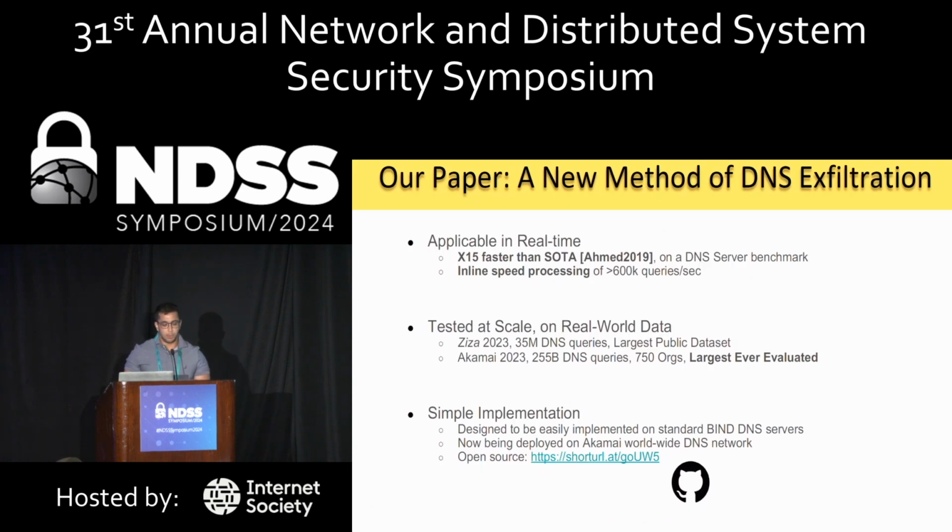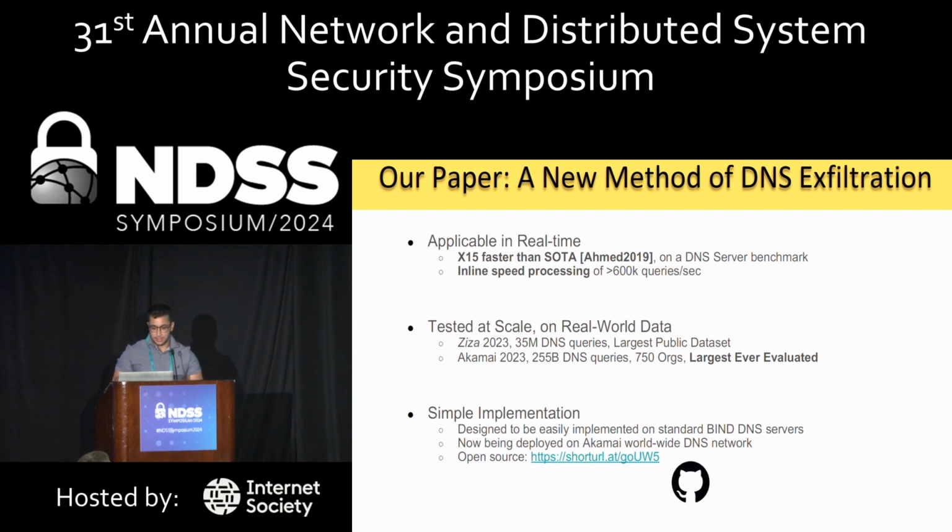In our paper, we propose a novel method to detect DNS exfiltration, which can be run directly on the DNS resolver. The main advantage that we offer is that it is applicable in real time. It can run directly on the DNS resolver and won't impact the performance of the DNS resolution process. It offers inline processing speed of over 15 times faster than the current state of the art in real-time DNS exfiltration detection from 2019. And it was done on a machine that resembles real DNS server hardware.